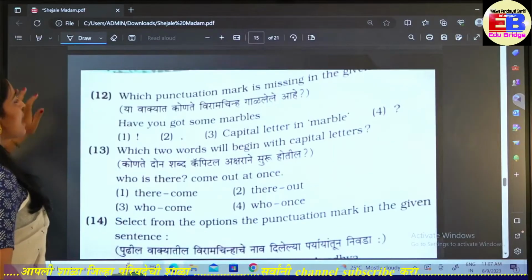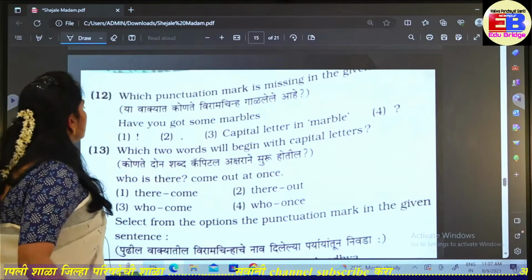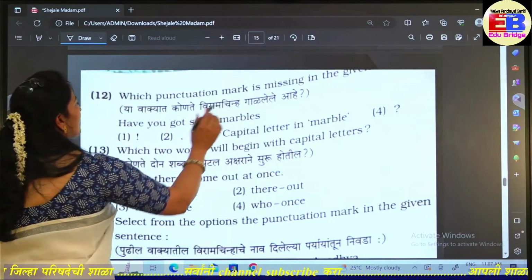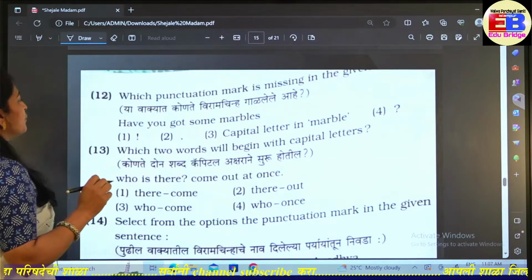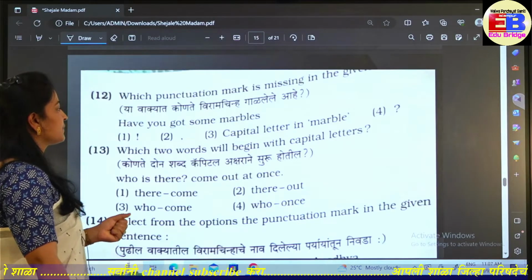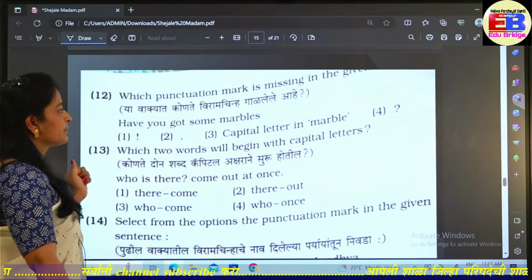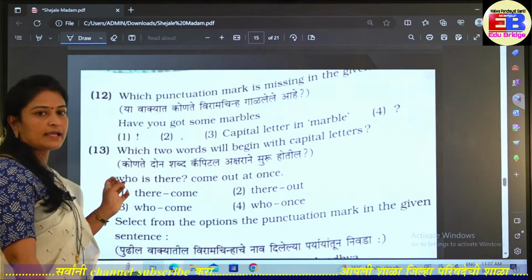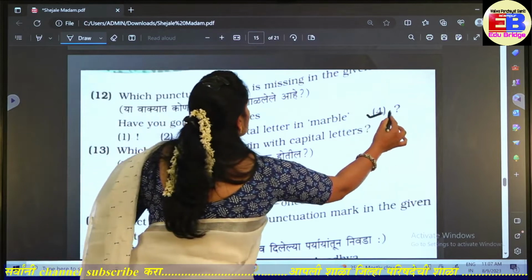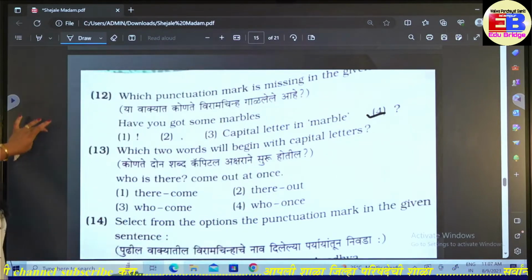Which punctuation mark is missing in the given sentence? या वाक्यात कोणते विरामचिन्ह गाळलेले आहे? Have you got some marbles? Which will become? क्वेश्चन विचारलाय ना इथे, तुम्ही मार्बल्स आणले आहेत का म्हणून. सो द ऑप्शन इज 4 number. क्वेश्चन मार्क विल कम हिअर.